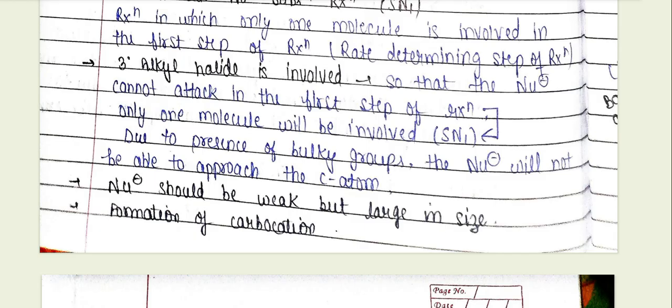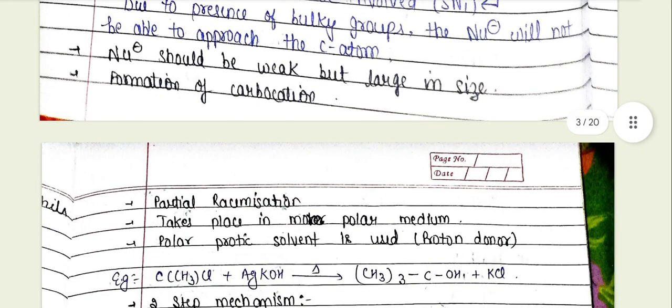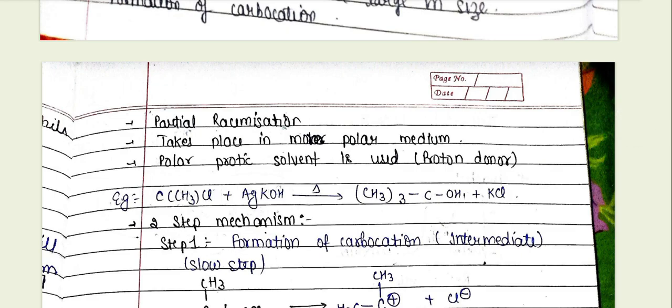SN1 reaction. Due to the presence of the bulky groups, the nucleophile will not be able to approach the carbon atom. The nucleophile should be weak but large in size. The formation of a carbocation takes place. Partial racemization takes place in a more polar medium. A polar protic solvent is used as the proton donor.